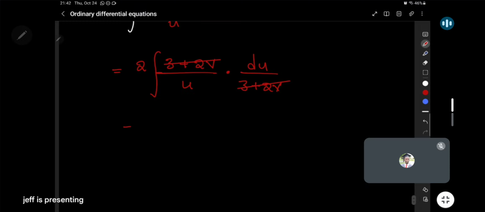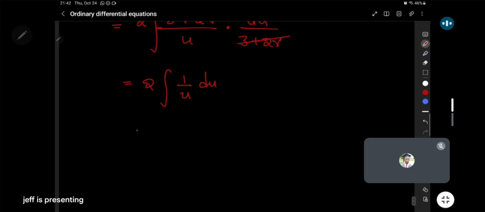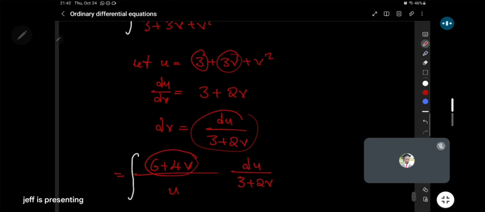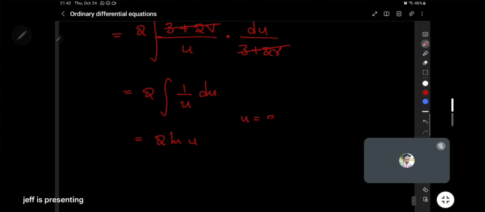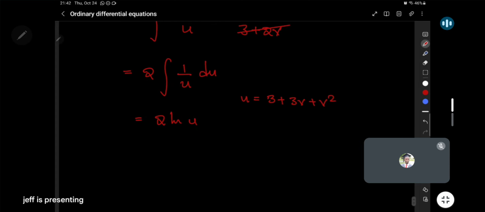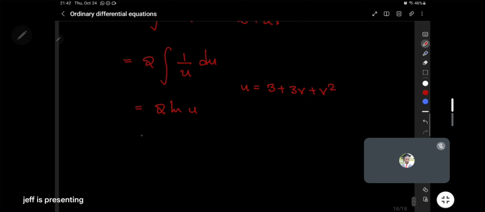So that our integral has reduced to just the integral of 1 over u du. And when we perform the integral here, we get 2 ln u as our solution. But remember what u is. u is 3 plus 3v plus v squared. So that now our integral here for the left hand side reduces to 2 ln.